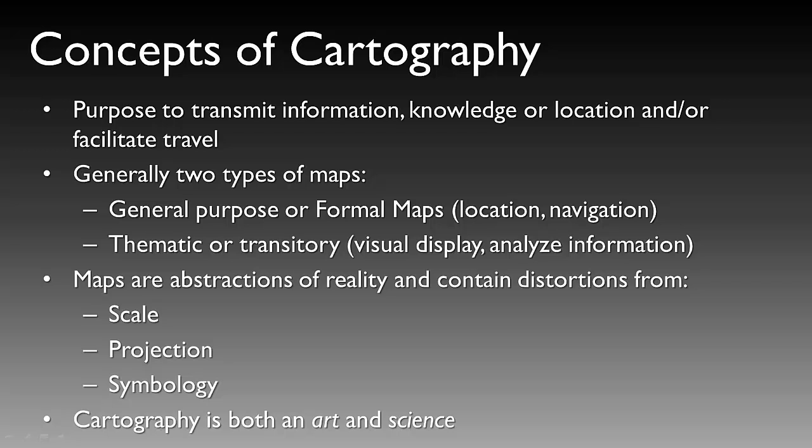Maps are truly abstractions of reality and can contain distortions from, among other things, scale, projection, and symbology. Thus, cartography really is both an art and a science because it takes a very good cartographer with creative abilities to come up with a good map that transmits information readily.